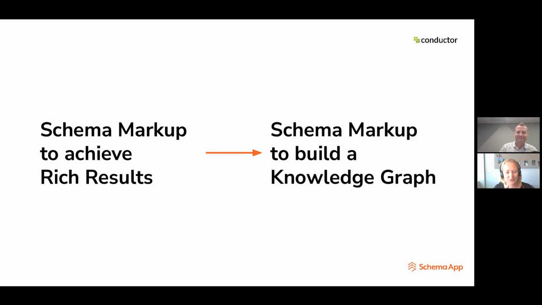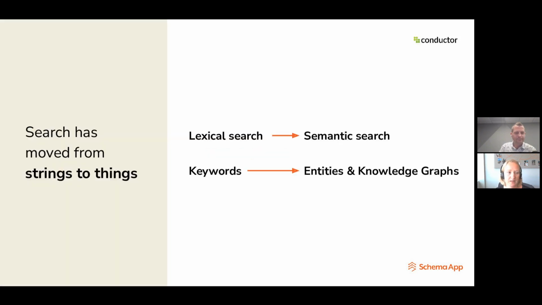So this is the shift we're in, right? And imagine what this shift has been in our business. We have to stop just thinking about schema markup as achieving rich results and think more about using schema markup to build knowledge graphs. And so this is really that "strings to things" quote I share, in its full capacity. We've moved from lexical search, sort of words, to semantic relationships.